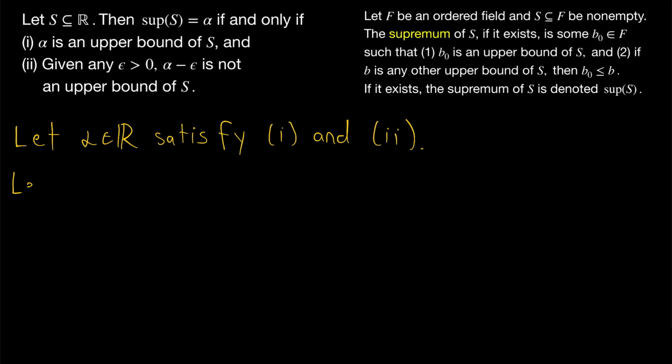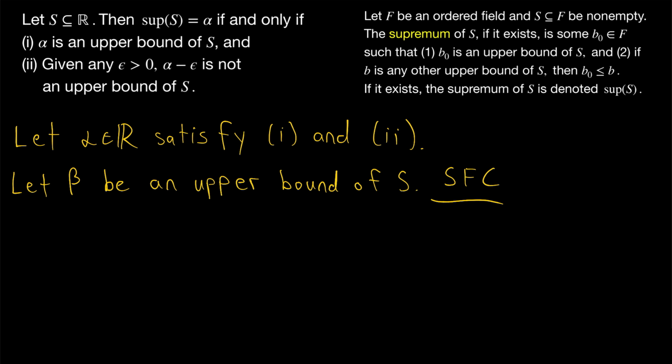So let's get another upper bound involved here. We'll say let beta be an upper bound of S. And we'll proceed with contradiction. So suppose for contradiction, SFC, that our upper bound beta is less than alpha. Remember, since we're trying to prove that alpha is a supremum, we want to prove that any upper bound must be greater than or equal to alpha. So we're supposing beta is less than alpha. Can we show that this forces a contradiction? We sure can. What's going to happen if we subtract beta from both sides of this inequality? Well, we'll have that alpha minus beta is greater than 0.